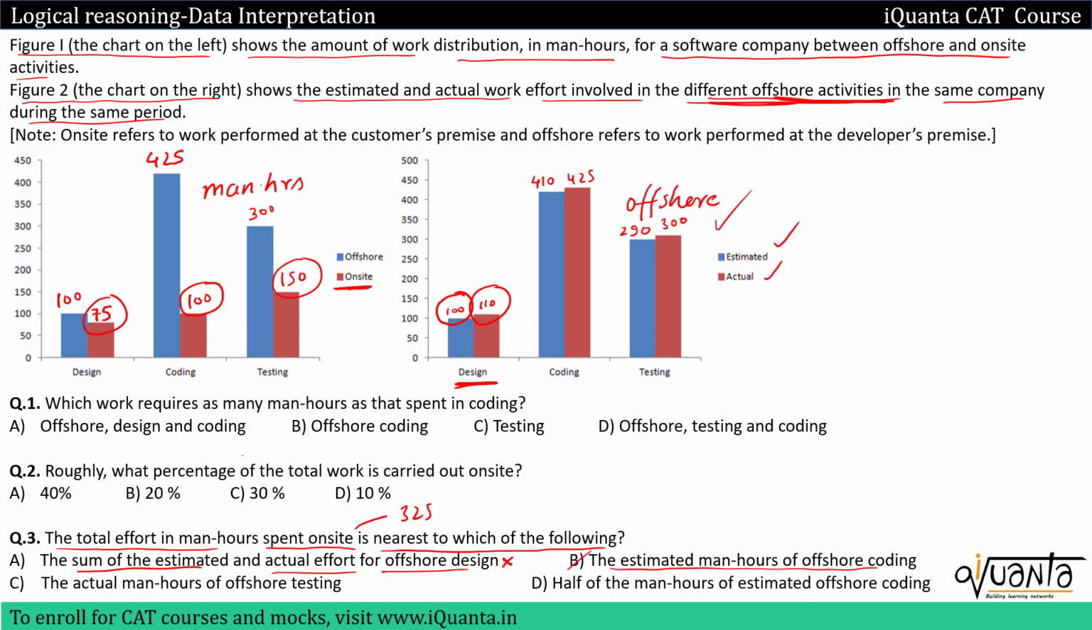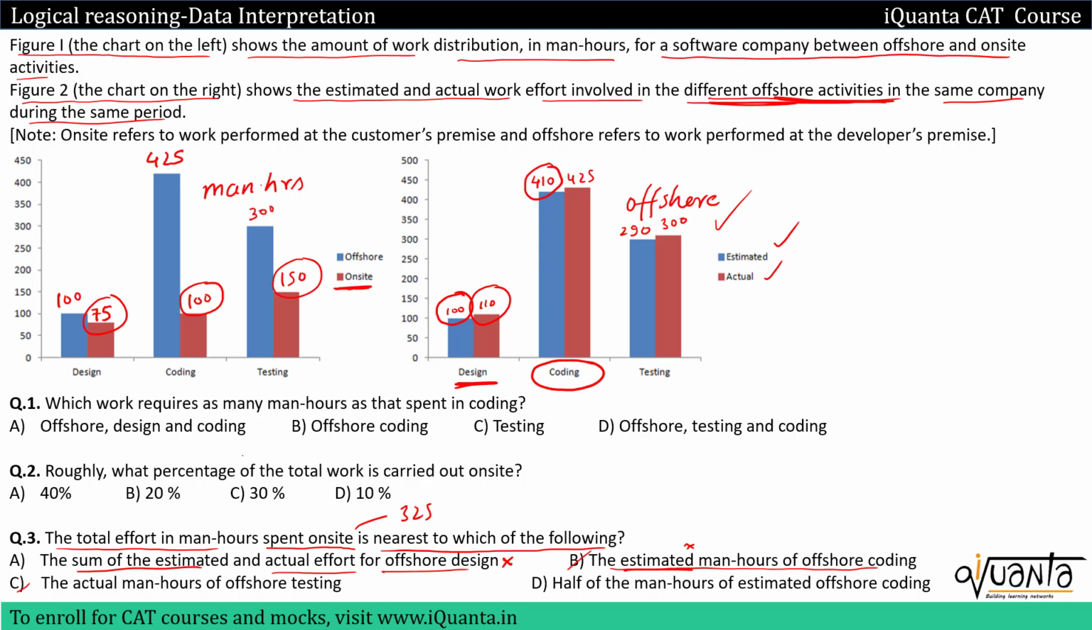Second one is the estimated man hours of offshore coding. That means we'll consider the whole offshore coding from the second chart. For offshore we'll use the second chart. We are talking about coding, so we'll use this, and we are talking about estimated. Estimated is the blue one, it is close to 410. There's a lot of difference between 325 and 410. This won't be the answer.